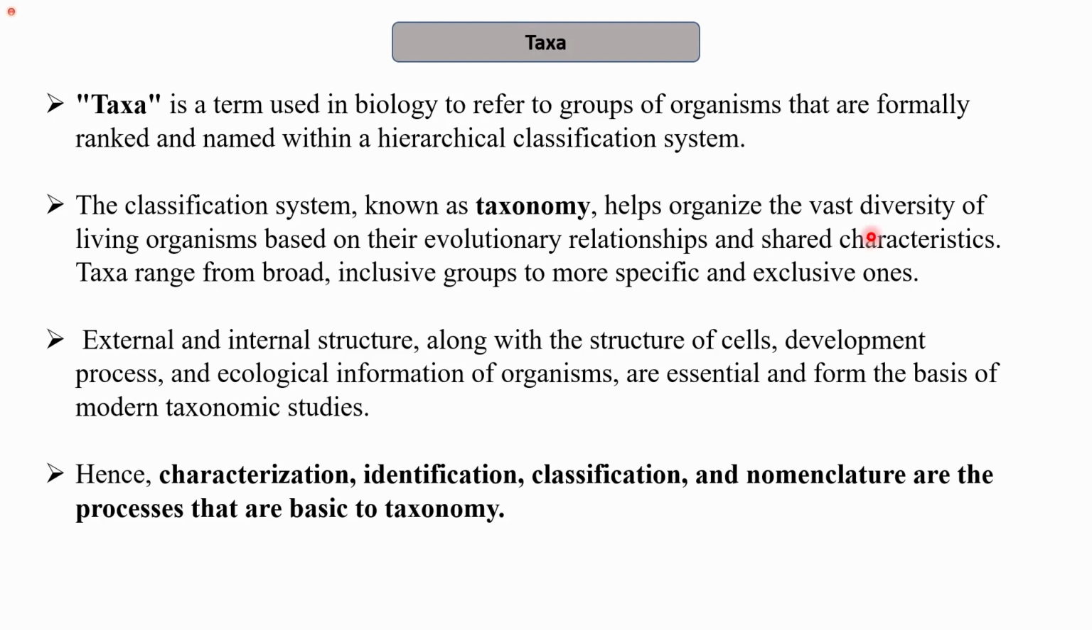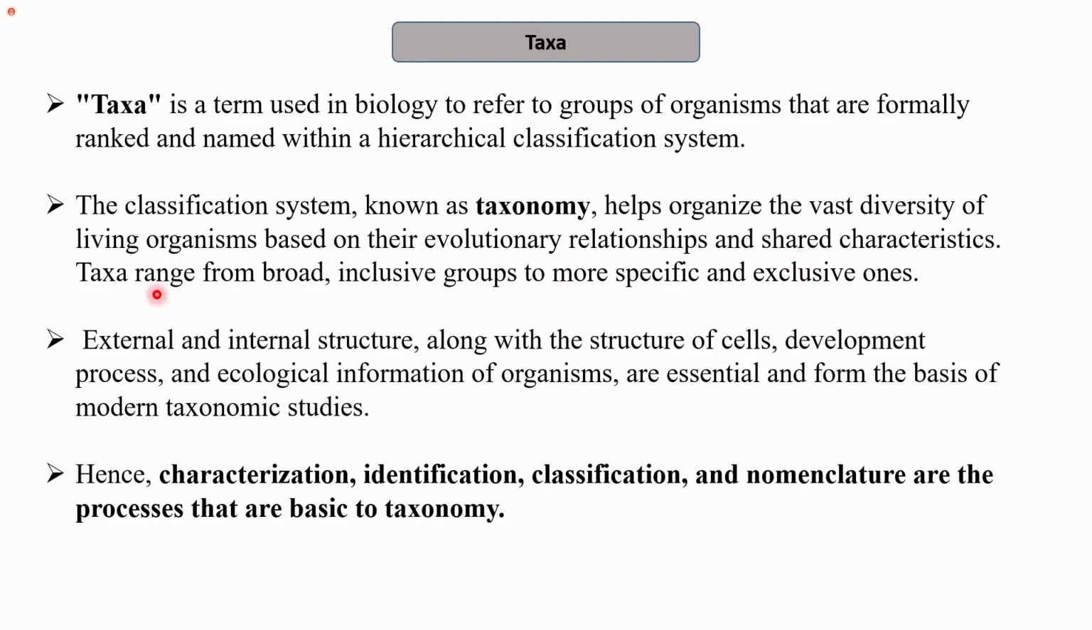So humans share similar characteristics. We have the same evolutionary history. Therefore, we can be classified, or put into the same taxa, under the same group. So the classification system, which is known as taxonomy, allows us to organize the vast diversity of living organisms based on their evolutionary relationship with other organisms and the characteristics which a particular group of organisms shares with other individuals of that group.